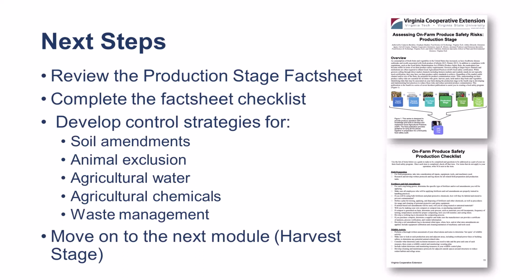Along with that checklist, you will want to develop your control strategies for the concepts discussed in today's module, which include soil amendments, animal exclusion, agricultural water, agricultural chemicals, and waste management. Once you have completed these steps, you should be ready to move on to the next module in this series, Assessing On-Farm Produce Safety Risks, Harvest Stage.